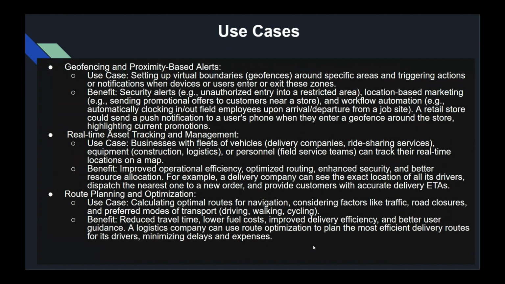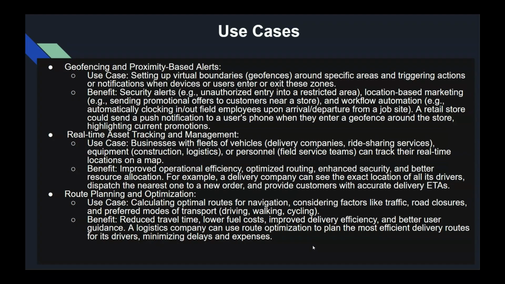Amazon Location provides functionalities for use cases such as geo-marketing, asset tracking, and delivery applications. Geo-fencing will help set up virtual boundaries, which are also called geo-fences, around specific areas that can trigger actions or notifications when devices or users enter or exit those zones. What are the benefits? It will help provide security alerts, for example, unauthorized entry into a restricted area. Another example, sending promotional offers to customers near a store, and it can initiate an event that prompts a notification when a customer who placed an order on the mobile app is nearby.